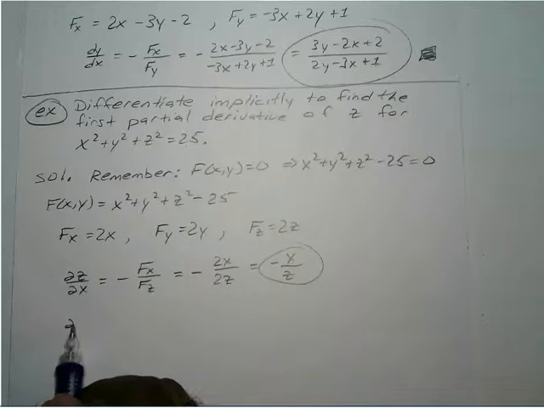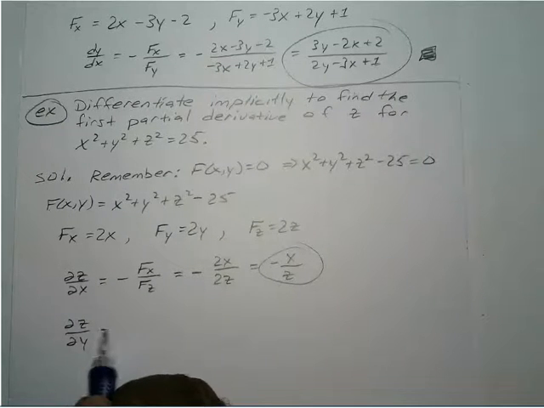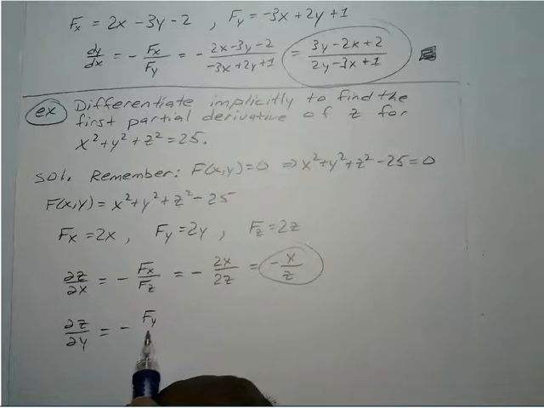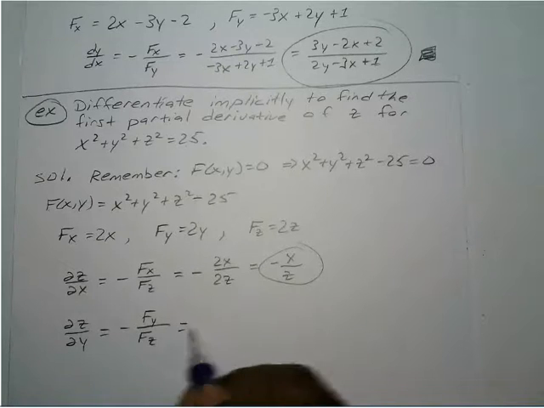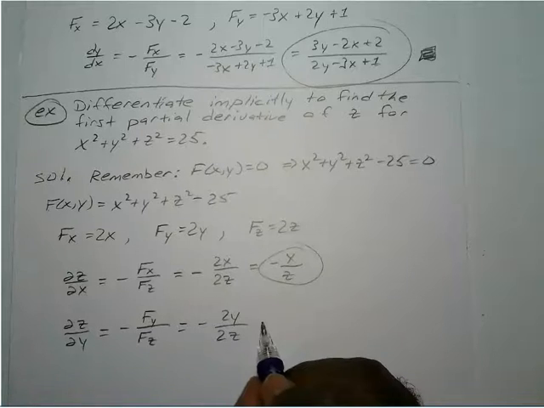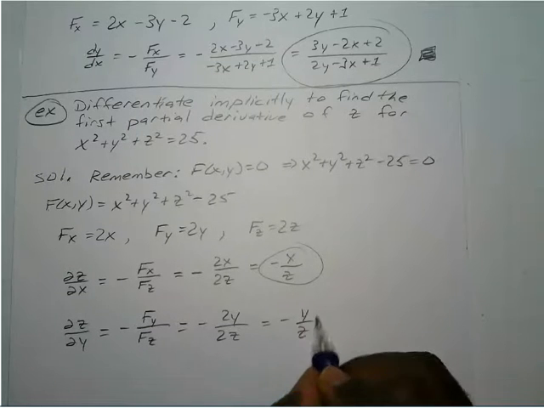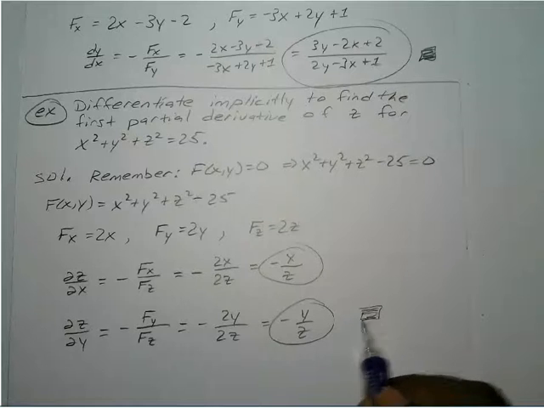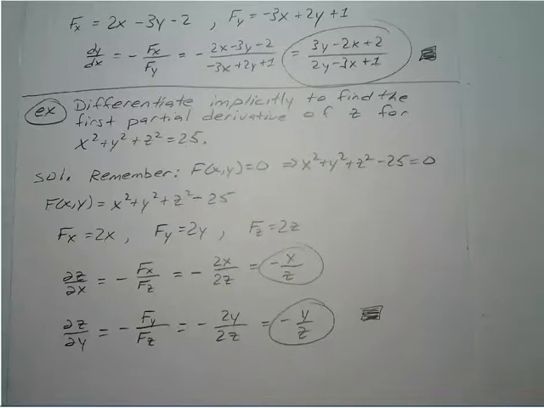Okay, now our partial of z with respect to y is going to equal negative partial with respect to y over the partial with respect to z. That would equal negative 2y over 2z, which becomes negative y over z. All right. So once again, if you are still writing, feel free to press pause. But we're going to go ahead and move on to our next example.